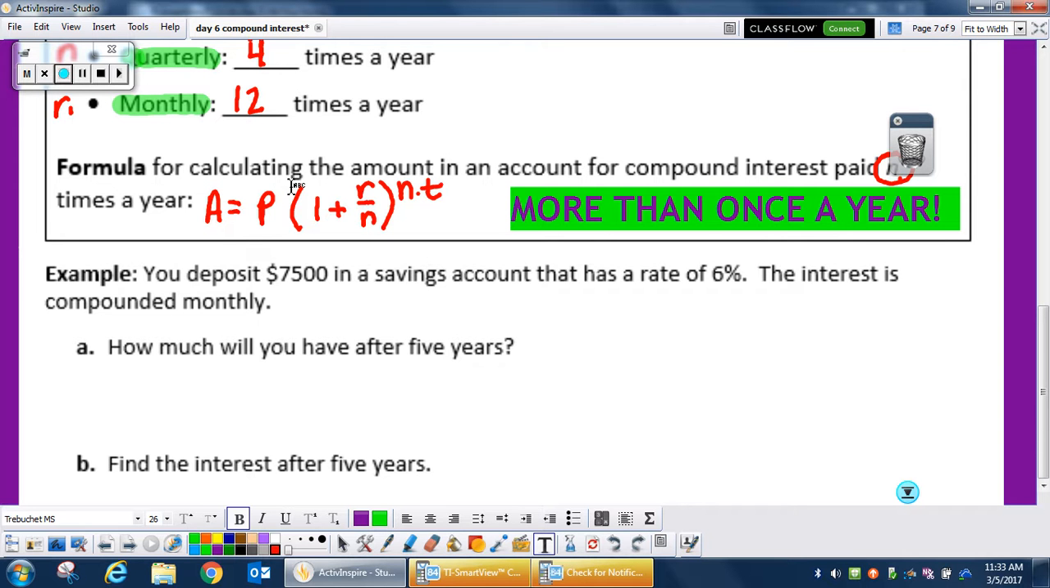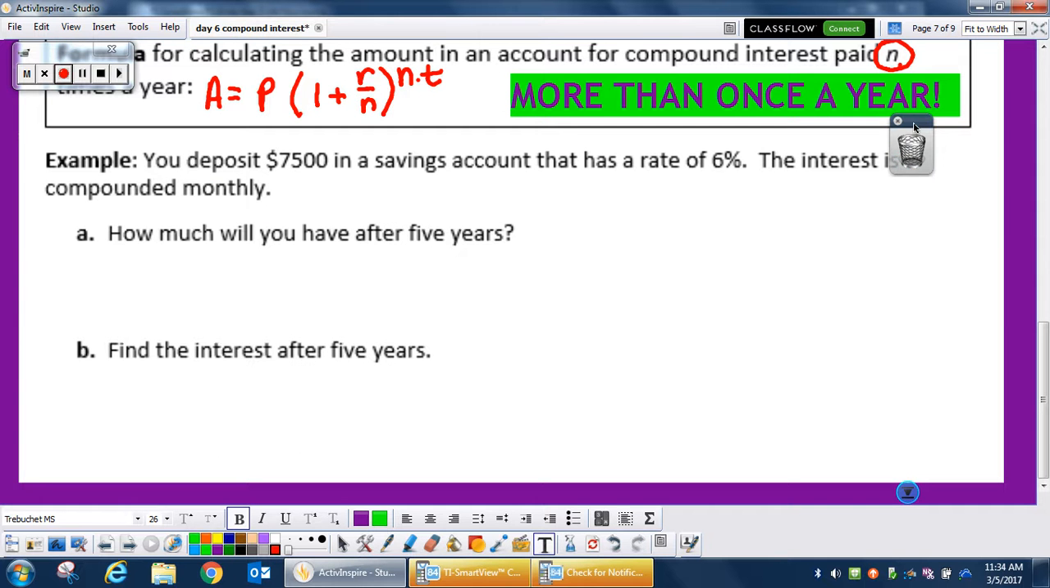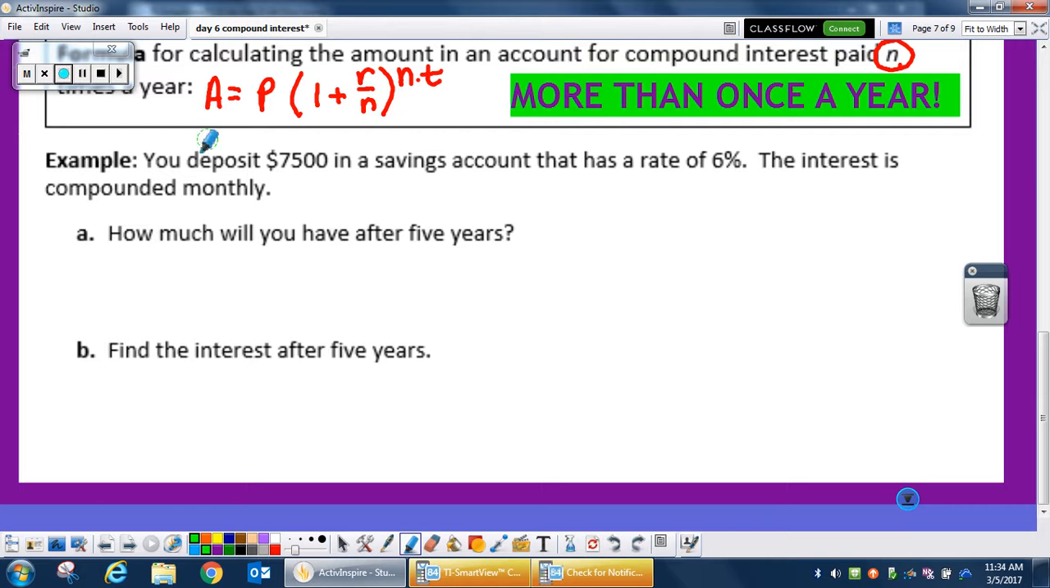Okay? So, here's your problem. You deposit $7,500 into a savings account that has a rate of 6%. The interest is compounded monthly, so you know this is more than once a year because you see the word monthly. So in that case, your N is going to be 12. Your P is going to be the 7,500. Your rate is 0.06. And then if you come down to the problem, you wanted it in years, and it's already in years, so T is 5.